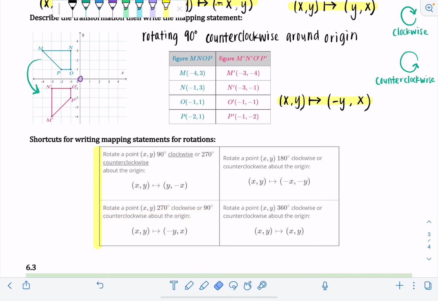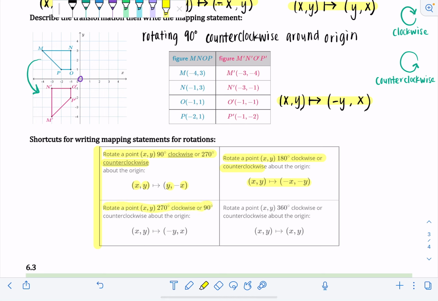Okay, so starting from the top, I'm just going to go through this really quick. If you rotate a point 90 degrees clockwise, that is the same thing as 270 degrees counterclockwise. And if that's the case, the X and the Y switch, so it maps to Y, and then negative X. And then on the second or upper right one, rotate a point XY 180 degrees clockwise or counterclockwise, because 180 degrees is halfway around a circle. So it doesn't matter which direction you go. If you go halfway around a circle, you're going to end up in the same exact spot. So these points stay the same value, they just switch to negatives. So XY maps to negative X, negative Y.